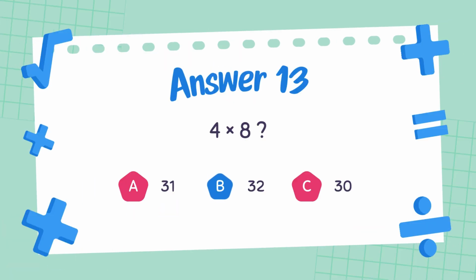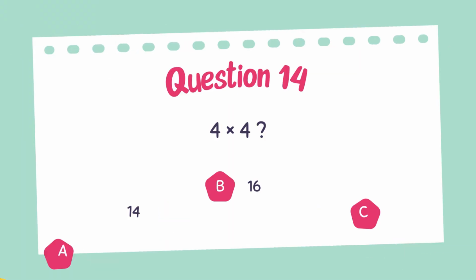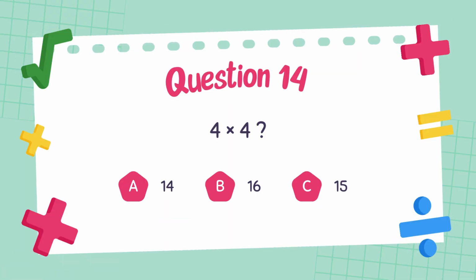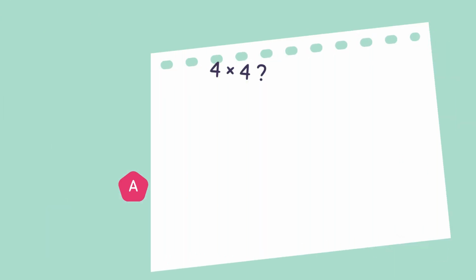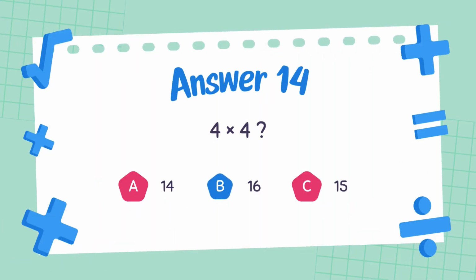You're doing awesome. Question 14. What is 4 times 4? Is it A, 14, B, 16, or C, 15? The answer is B, 16.